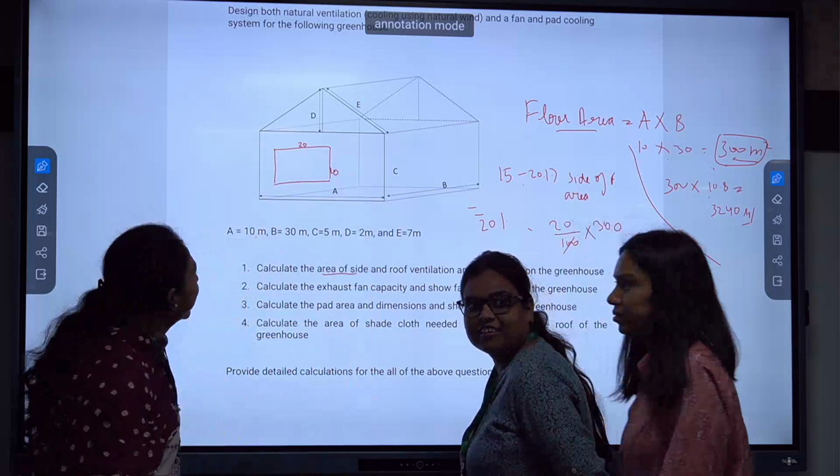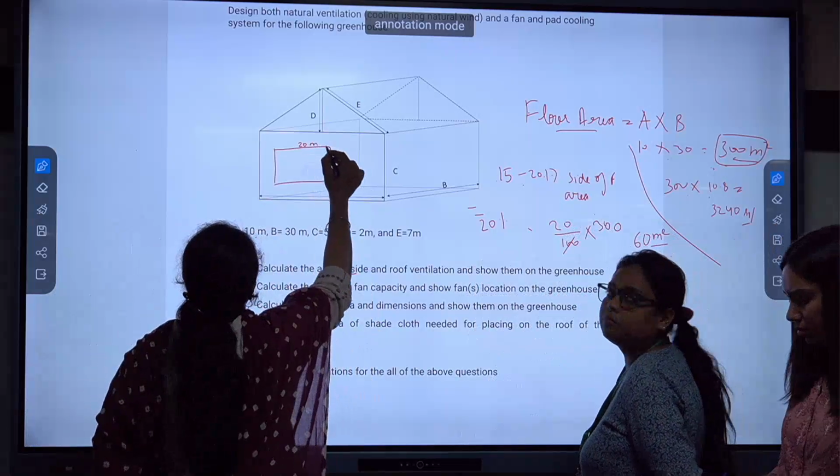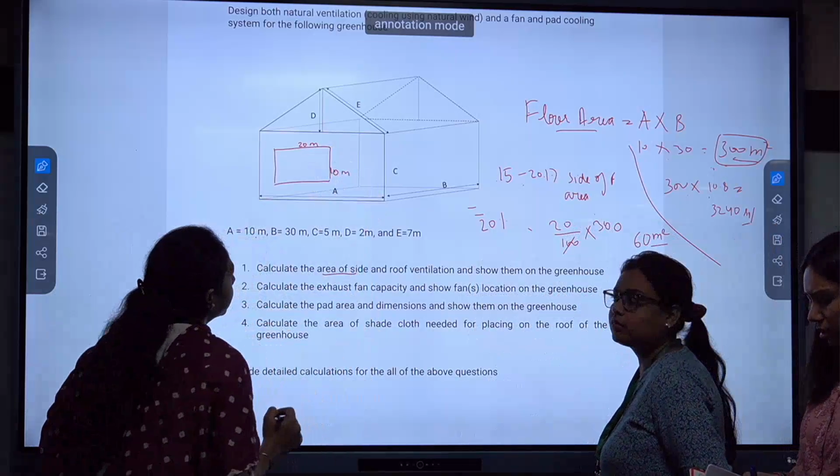So 20 by 10 is what? 20 meters or feet? So 20 meters by 10 meters is what?